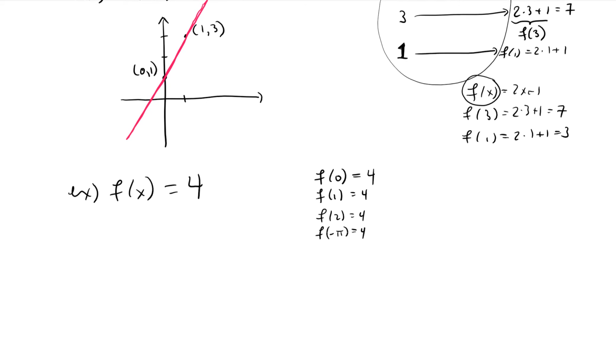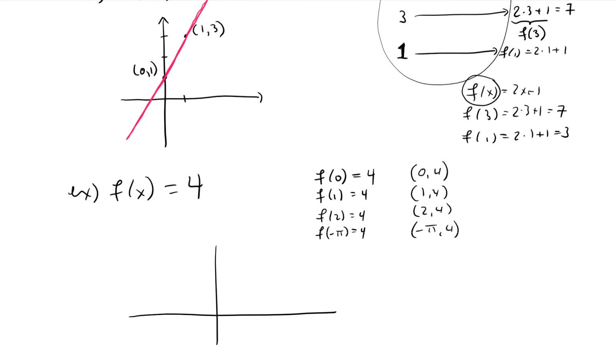So basically it means that if I have f of 0 is 4, it means that 0, 4 is a point on the graph. This means that 1, 4 is a point on the graph. 2, 4 is a point on the graph. Minus pi, 4 is a point on the graph. So essentially what these points share in common is that their y-coordinate is always 4. So always 4, which means that I have what we call a constant function. So this guy here, that would be 0, 4. So this is the line y equals 4, and this is the graph of f of x equals 4.